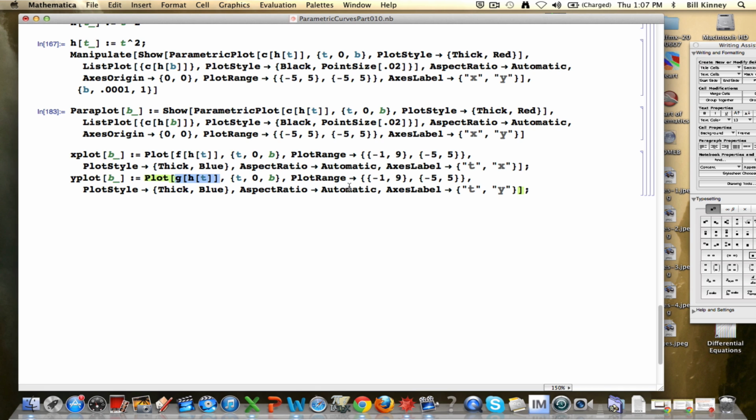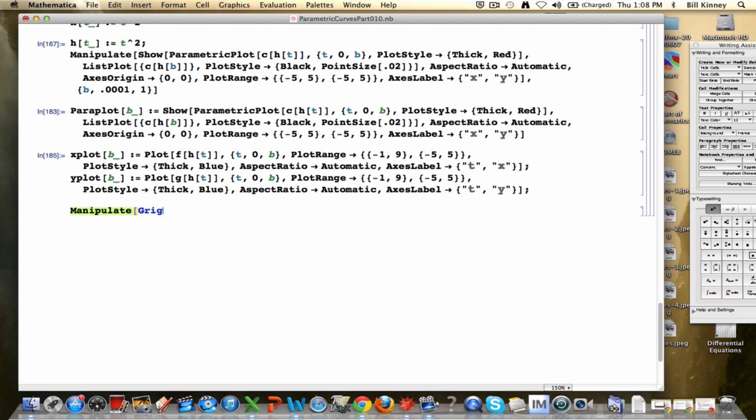I made a few changes from the very end. I made a mistake, first of all, in the last video and accidentally put an x there. Now I changed it to a y. That should be a y because this is going to be the y coordinate. I also changed the plot range that I had, and I added this AspectRatio arrow Automatic. That's going to make things look nice in the end here. Let me enter these.